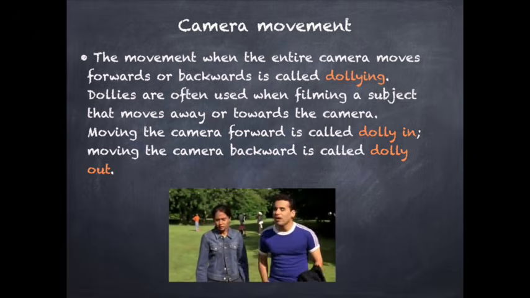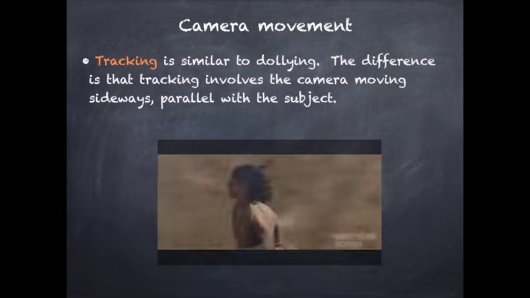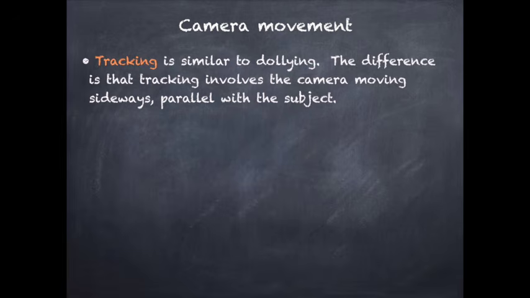Moving the camera forward is called dolly in. Moving the camera backward is called dolly out. Tracking is similar to dollying. The difference is that tracking involves the camera moving sideways, parallel with the subject.